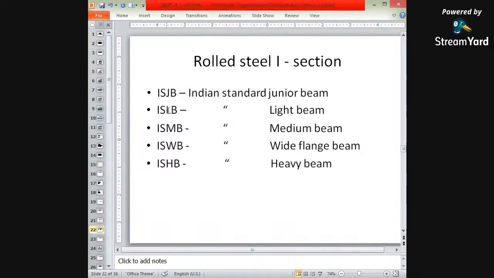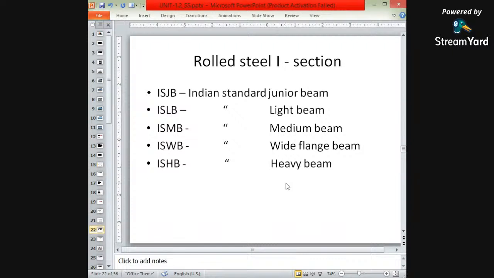IS, the starting alphabets, stands for Indian Standard, and the last letter stands for the sections, depending upon the shape of the sections. So Indian Standard Light Beam, L stands for light beam. Again, Indian Standard Medium Beam. Light beam, medium beam, wide flange beam. W beam is nothing but wide flange beam. H stands for heavy beams, Indian Standard Heavy Beams. M stands for medium beams, W stands for wide beams, L stands for light beams, H stands for heavy beams, and J stands for junior beams.